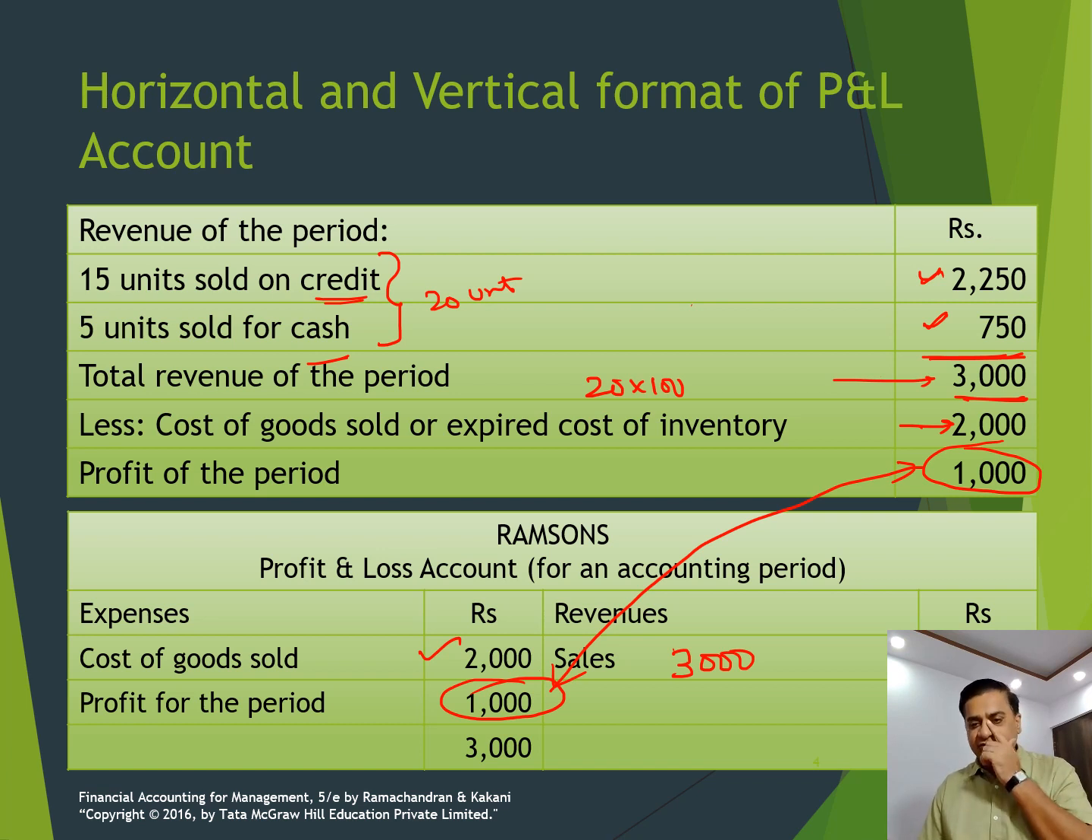Like we have seen in the case of the balance sheet, there was one horizontal format of balance sheet and the other one was the vertical format of balance sheet. All the items would be the same, only the way of presentation changes. Right? So the profit under both the methods would be the same for you.